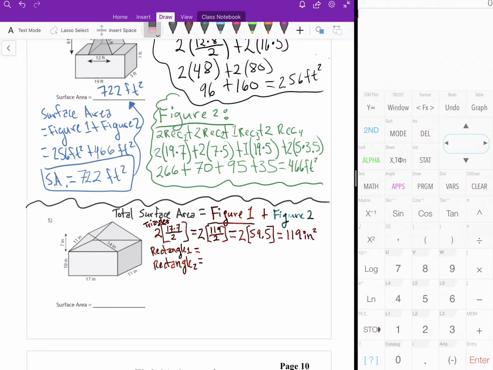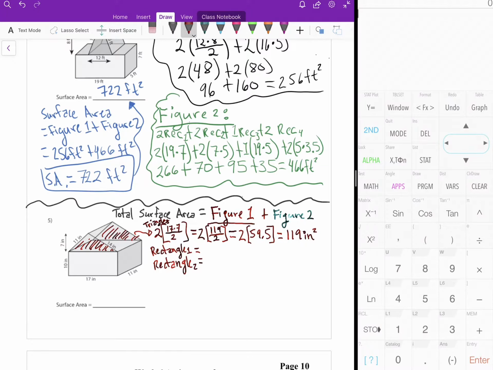So here I already started it off. We have two triangles here, so we have these two triangles, right? And these are the same. So this is the same as this triangle. So that's why we have a 2 right here.